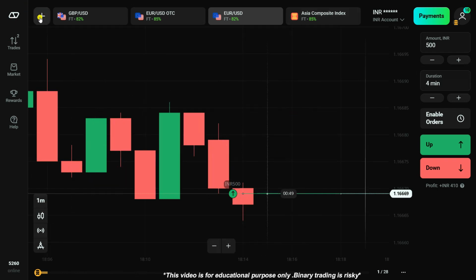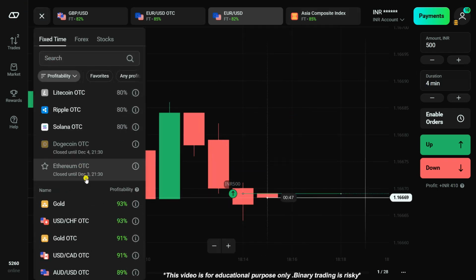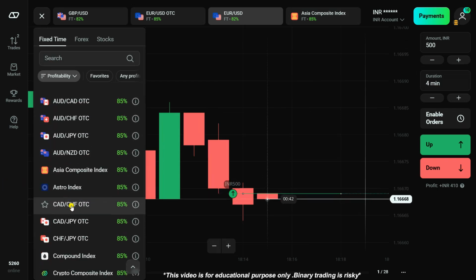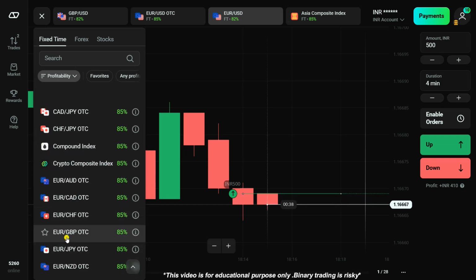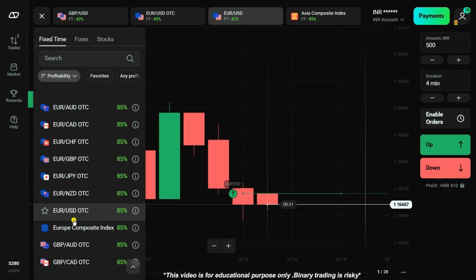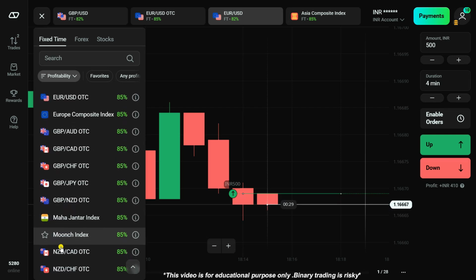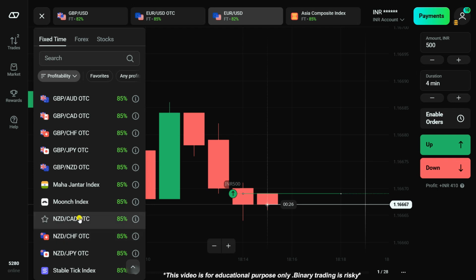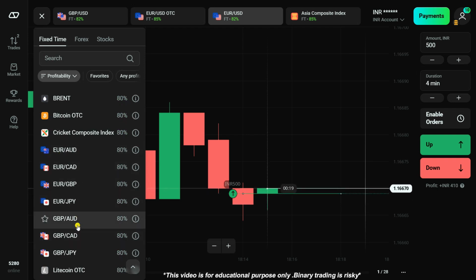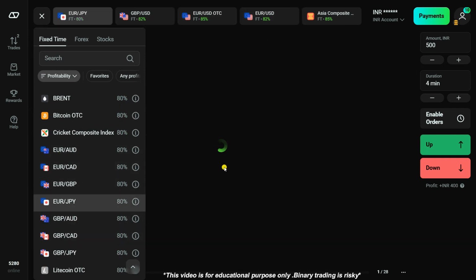Let us take another chart. You can use any chart, but you must use only currency pairs, whether it is the OTC market or the real market. Do not trade compound indices, crypto indices, or stock markets, anything. Just use the currency pairs. Let's check if there are real pairs. Yes, Euro AUD is a real pair, GBP CAD, Euro JPY. Let's go with Euro JPY.